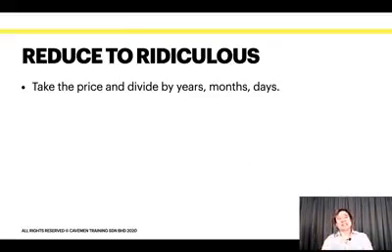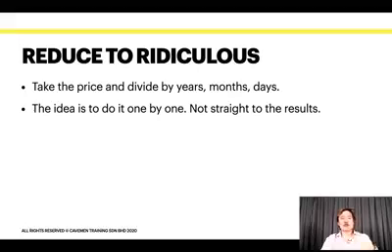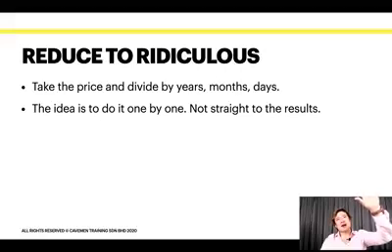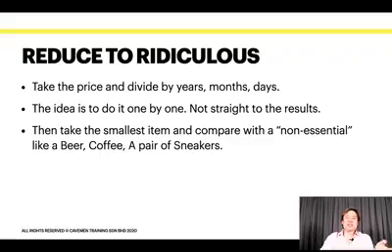Reduce to ridiculous. You take the price and divide 3,000 US dollars by years, months, and days. The key is to do it one by one, not straight to the end. So you take it, like 1,300 US dollars over a year, per month is, let's say, 60 or something like that, and then per day is like 20 or 10 or something. And then you say, look, it's 10 US dollars a day or 5 US dollars a day. It's essentially buying a beer or a coffee per day or a pair of sneakers every 2 months.